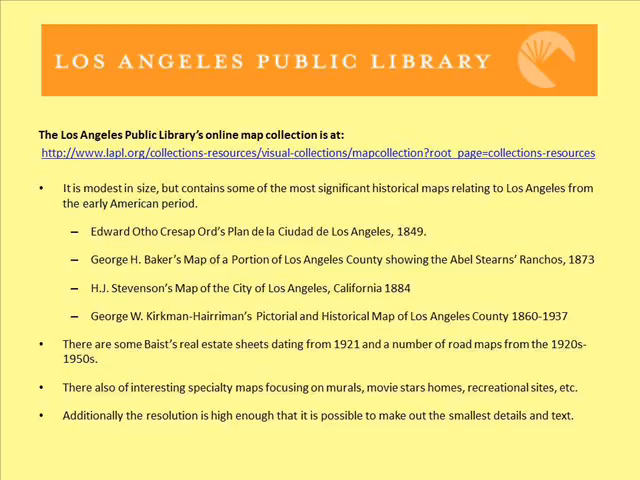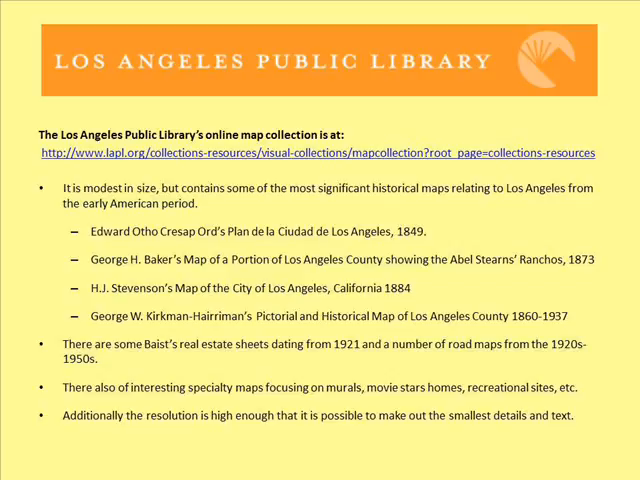The Los Angeles Public Library online map collection is rather modest in size, but it contains some of the most significant historical maps relating to Los Angeles from the early American period. In particular, Edward Ord's Plan de la Ciudad de Los Angeles, that should be 1849, which was the first really professionally made map of Los Angeles. George H. Baker's map of a portion of Los Angeles County showing the Abel Stearns Ranchos. This covers much of the South Bay and East Los Angeles.